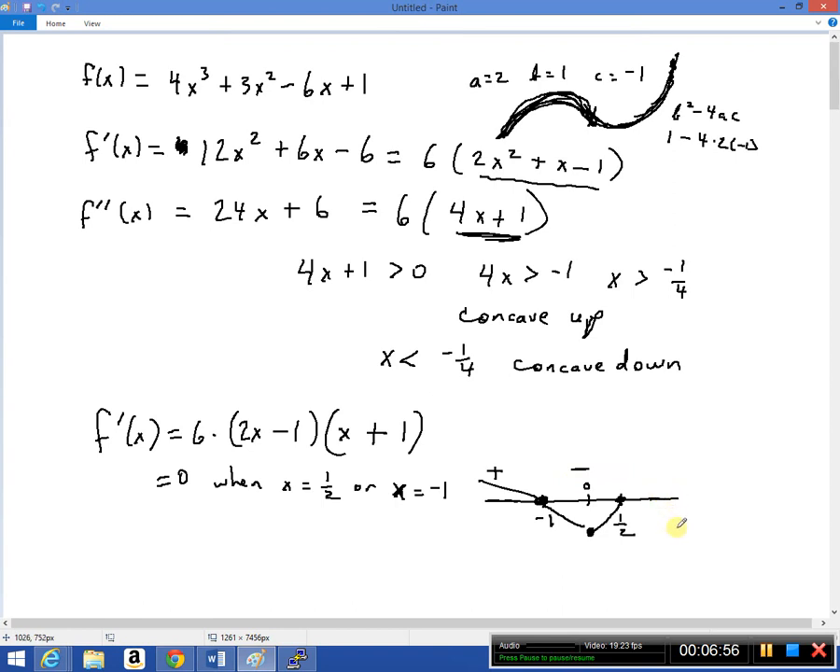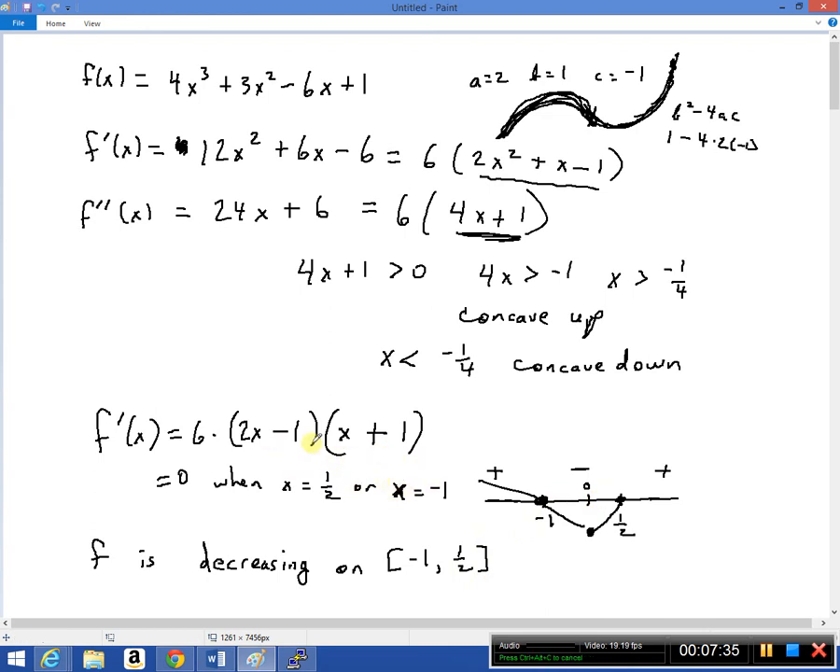Same thing for a large positive number as a test number. 100 makes this positive, 100 makes this positive. So yeah, it's positive here. So from that, we can tell that the derivative is positive when x is out here or x is back here, and negative when x is in between -1 and 1/2. So the derivative is negative here, so that says that f is decreasing on the interval from -1 to 1/2, because the derivative is negative in between those two roots.